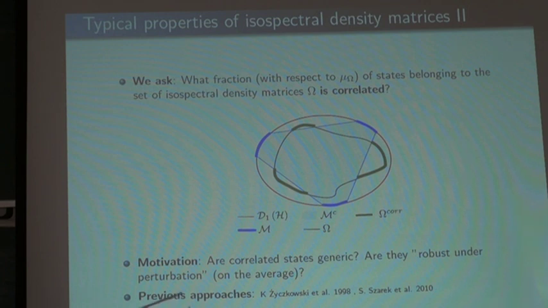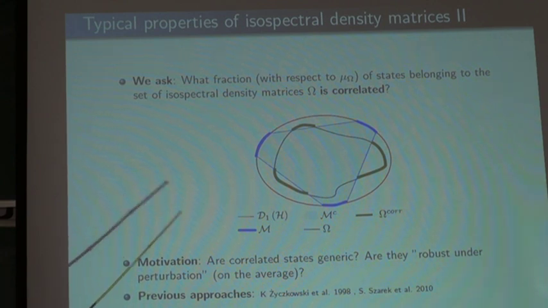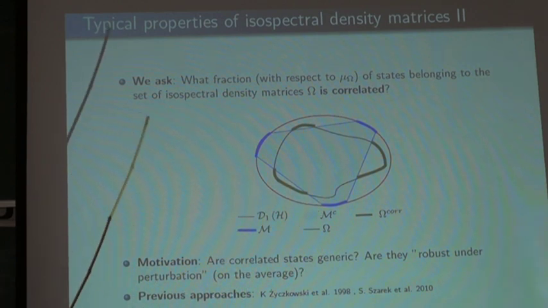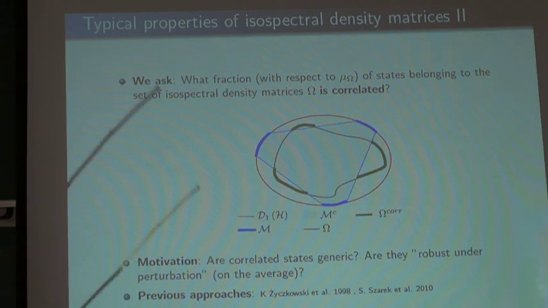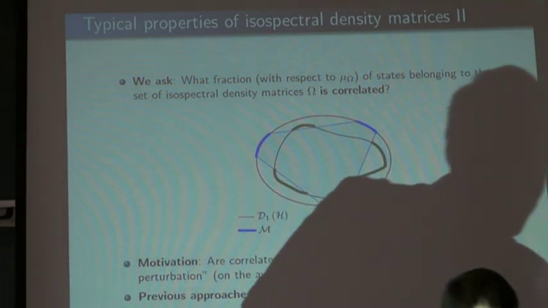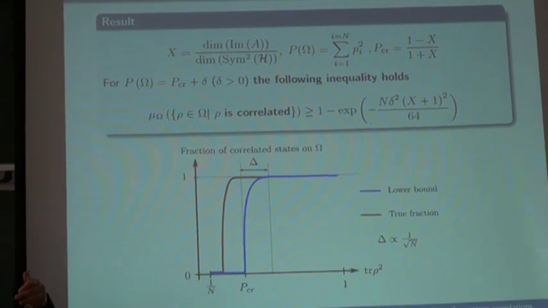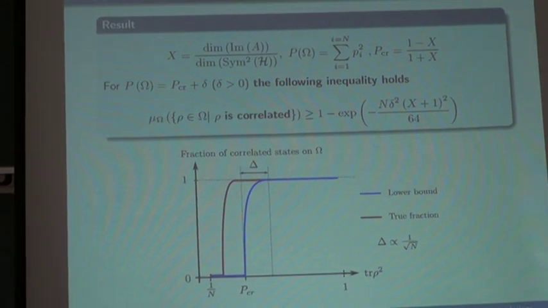Okay, so some previous approaches. People studied this problem in the context of entanglement, but they were not focused on the set of isospectral density matrices. They considered other ensembles of density matrices. I also quote Karol Życzkowski and Stanisław Szarek. There is a whole zoo of possible ensembles. I focus on the set of isospectral density matrices in this talk at least. So what are the results? I fix my class M, and I assume that it is given by this operator capital A, this one.